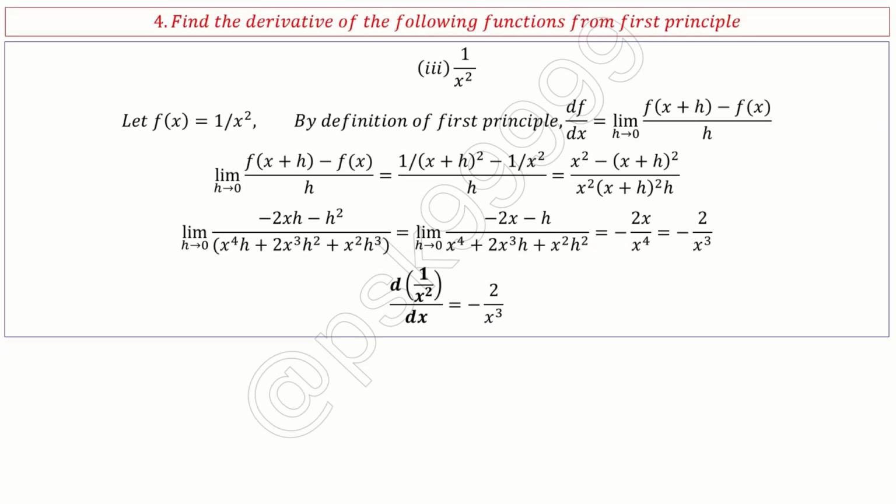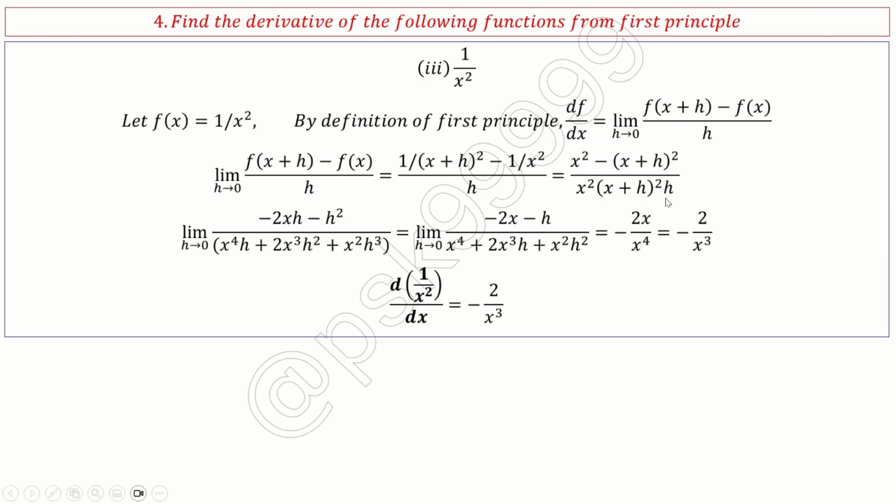Okay, next, 1 by x square. Again, same way you will do. Only thing, just be careful. f of x plus h minus f of x divided by h. f of x plus h is nothing but 1 by (x plus h) whole square minus 1 by x square, by h. You take LCM, okay, and LCM is here into h, and then these are the terms you will get there.